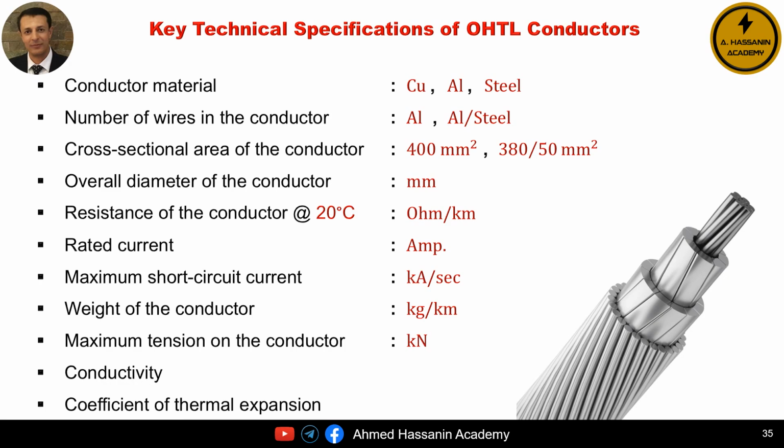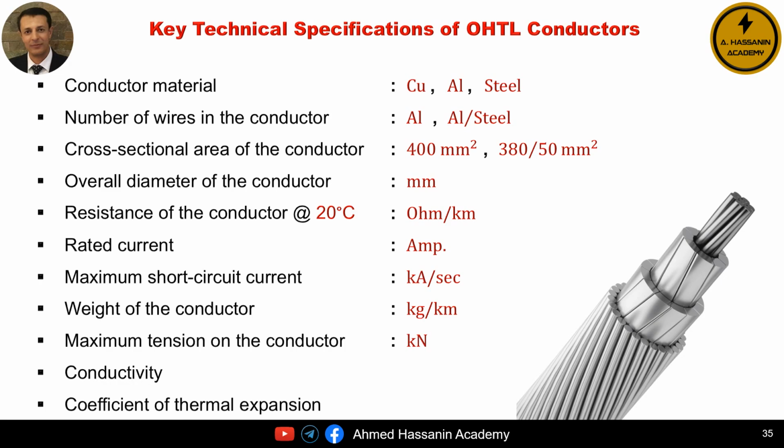Then, we have the cross-sectional area, often written as CSA. For example, 400 square millimeters, or sometimes 380 over 50 square millimeters when we have a composite conductor. After that, we specify the overall diameter of the conductor, measured in millimeters. Another important parameter is the resistance at 20 degrees Celsius, and that's expressed in ohms per kilometer.